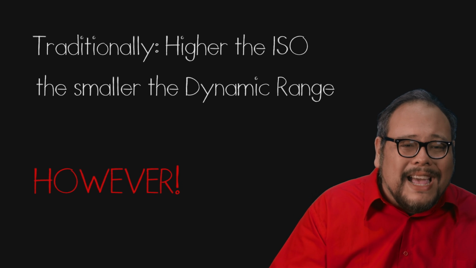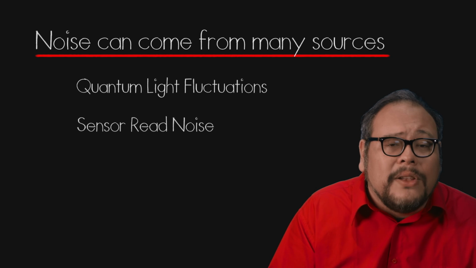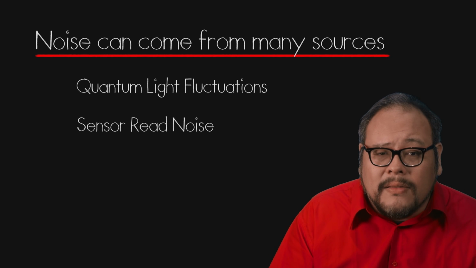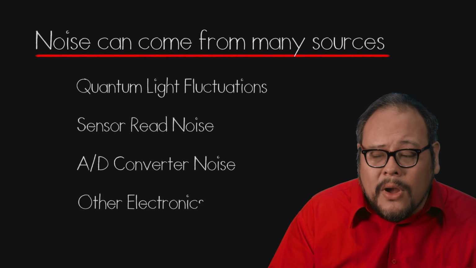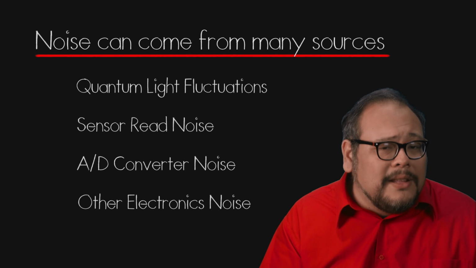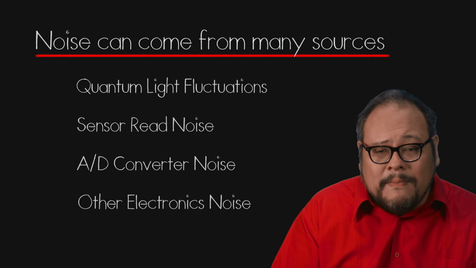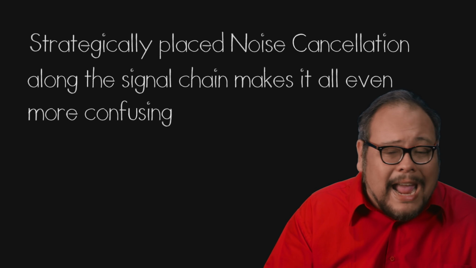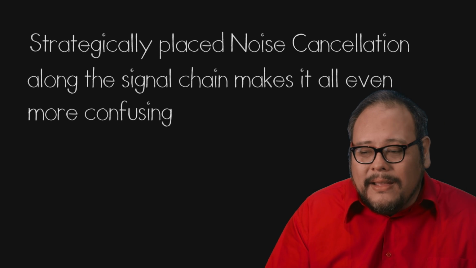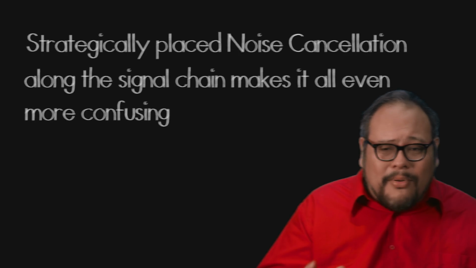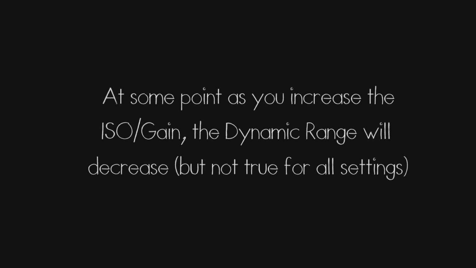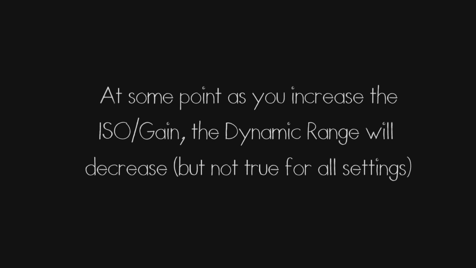However, noise has many authors. Noise could come from weird quantum fluctuations or sensor read noise, in which case those may get amplified as you raise the gain ISO. But more often than not, the noise comes from the analog to digital converter or some other electronics in the camera body that has nothing to do with the exposure, in which case it may not be amplified along with the gain. And with cameras now being developed with noise cancellation at various points in the signal path, it's even more confusing. Now yes, at some point, as you increase the gain or ISO, you will decrease the dynamic range. Where that's at depends on the camera, so test, test, test.